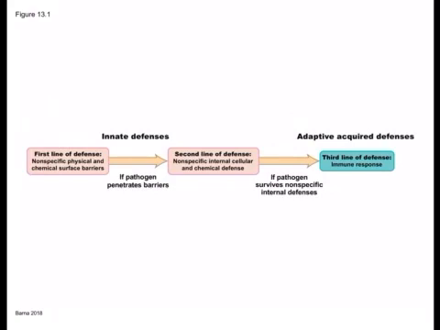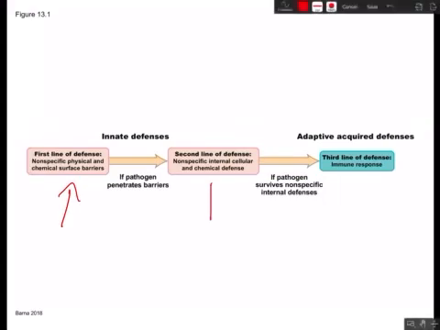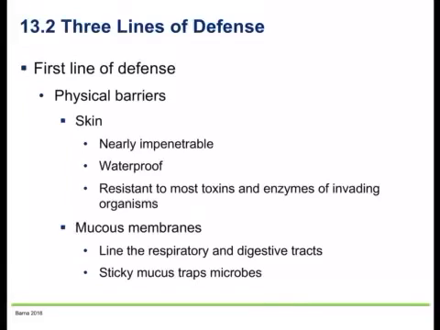All right, so you can see here we just went through your first line of defense, your surface barriers with chemicals. The second line of defense is internal; it's cells, and it's also a chemical defense, which would be inflammation. And then your third line of defense is your B and T lymphocytes. So let's talk about this in a little bit more detail.